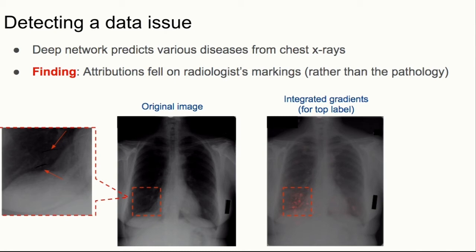It turned out that the training set was real chest X-rays, and the ones that had cancer also had annotations from the radiologist, drawing lines. They trained on these images, and the network picked up on the annotation, which is a great signal. So we don't blame the network for it. But this is another bug we caught through attributions.